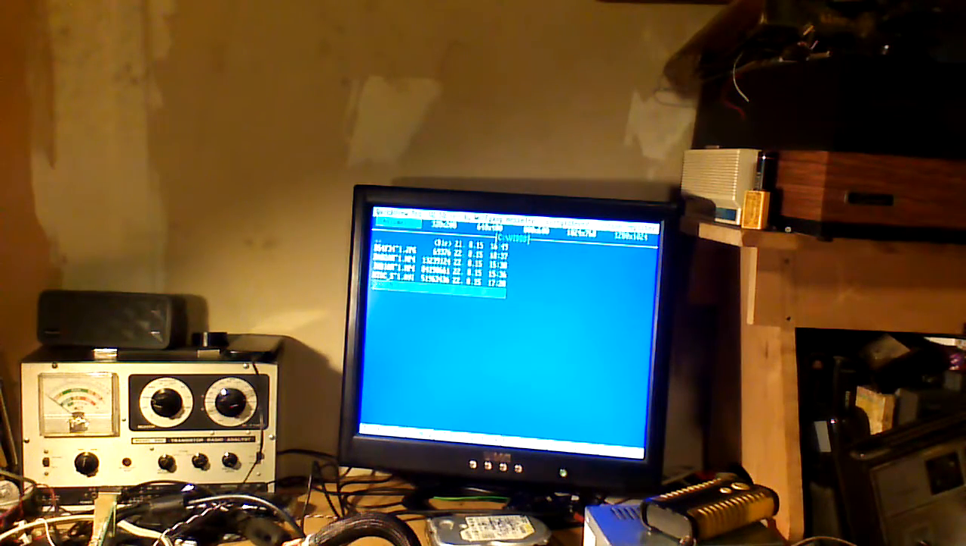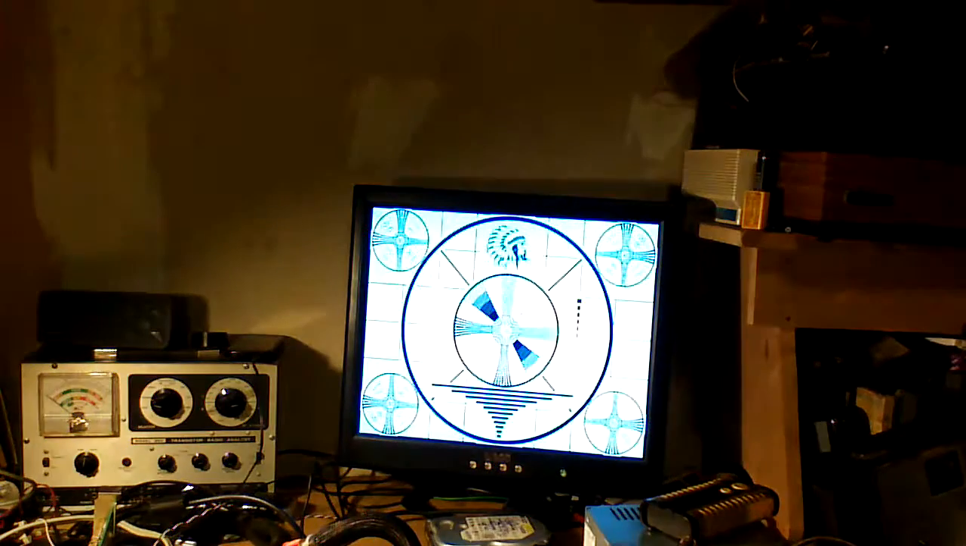This is Quickview for DOS displaying a test pattern. This is a JPEG of the Indian head test pattern from RCA.